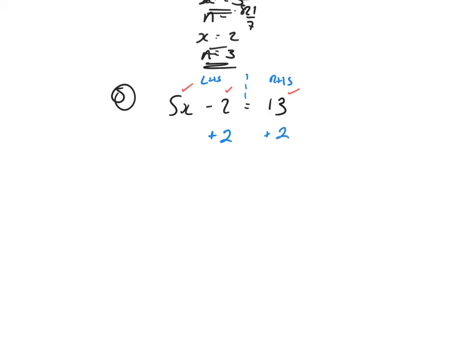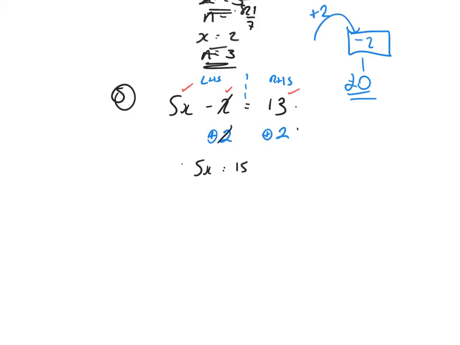So let's say you had an overdraft in the bank and your bank account came up as minus £2. Well, you would need to put £2 into the bank account to bring that up to £0. So you would eliminate minus 2 by adding 2 back in. Now if you're going to add 2 to that side, you need to add 2 to that side. Minus 2 plus 2 cancels out. That leaves you with 5x on that side, and 13 plus 2 is 15.